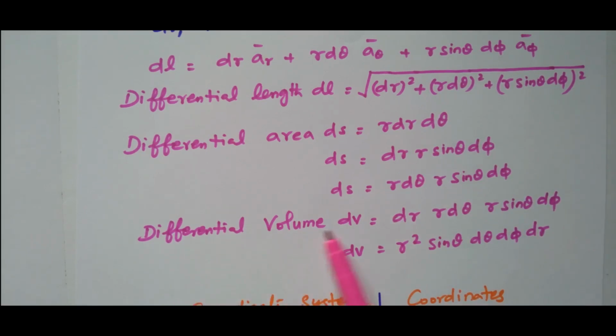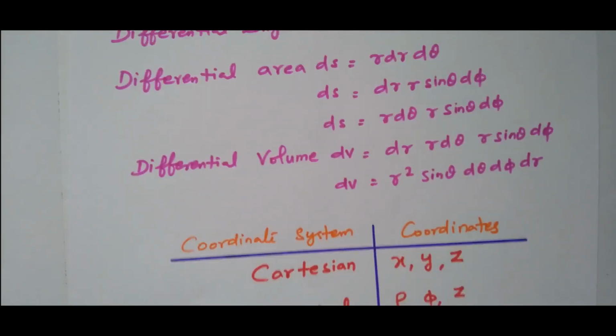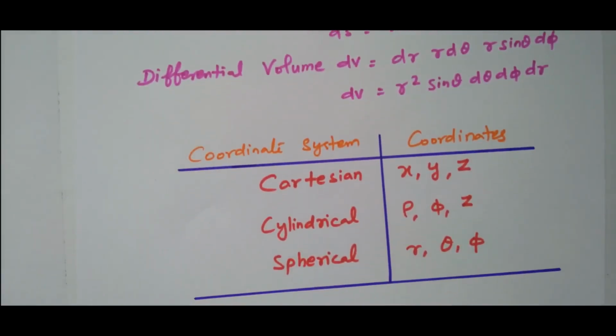While going with a differential volume, it is dr, r d theta, r sin theta d phi, right? So r is available two times: r square sin theta dr d theta d phi. So here all three parameters are multiplied. In the spherical coordinate system, it is represented by r, theta and phi. One length and two angles are given by these three parameters, right? So while comparing all these three, you can easily understand.